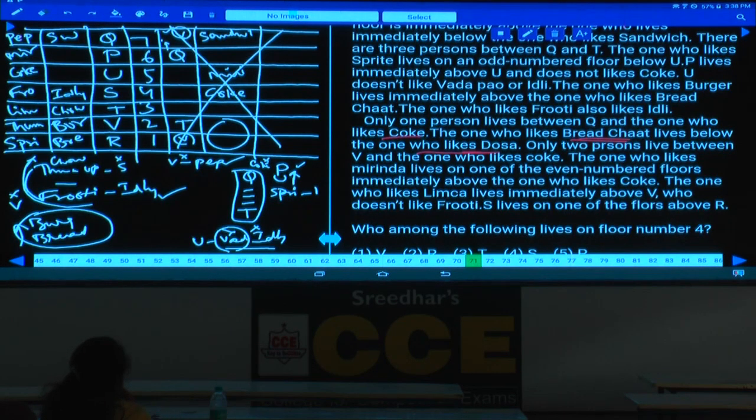As U does not like vada pav, hence this P likes vada pav. Hence what is left over here? And dosa, the person who likes dosa is U. Done with this? Now though we had 2 different possibilities in the initial stage itself, luckily one of the cases is invalid. Now finally, as we are left with only one possibility, we have done this one.